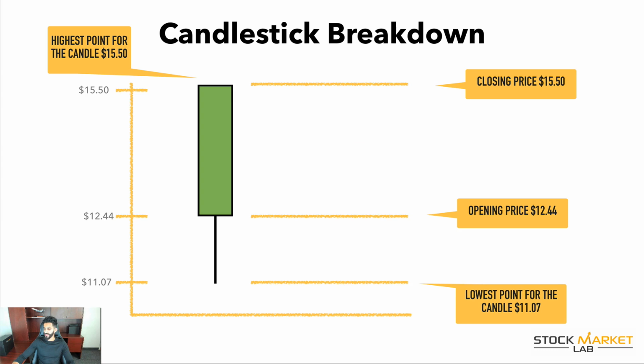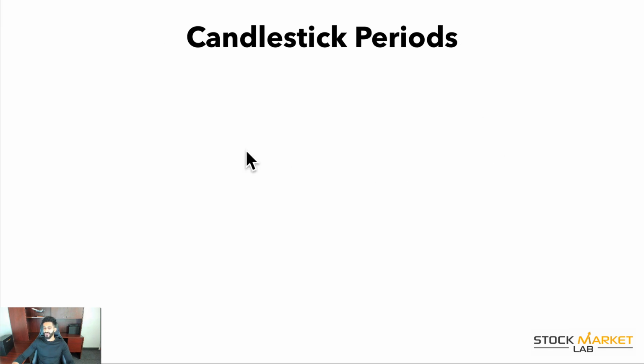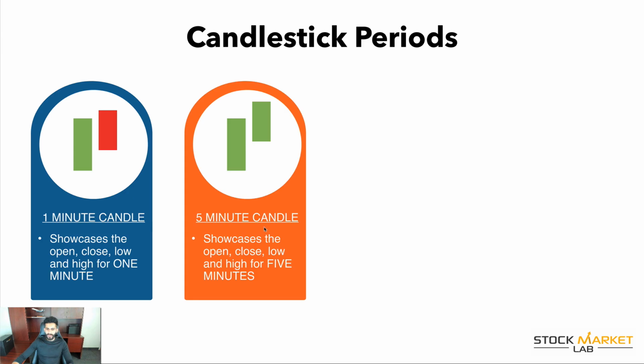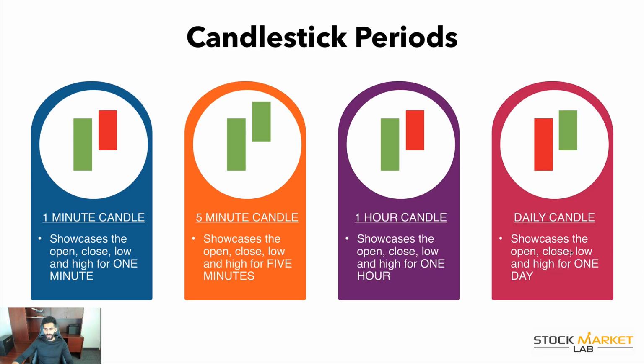Right now, let's understand certain periods. So let's say this is a daily candle. If this is a daily candle, this is what happened for the day. If this is a 5-minute candle, this is what happened within a 5-minute time period. Now, what do I mean by that? So there's a few different periods in candlesticks, just like I showcased with charts. 1 minute, 5 minute, 1 hour, daily, right?